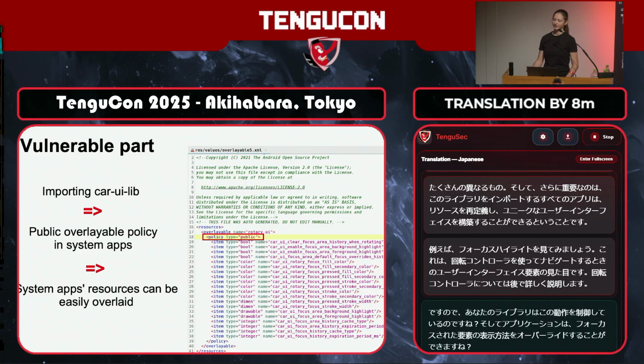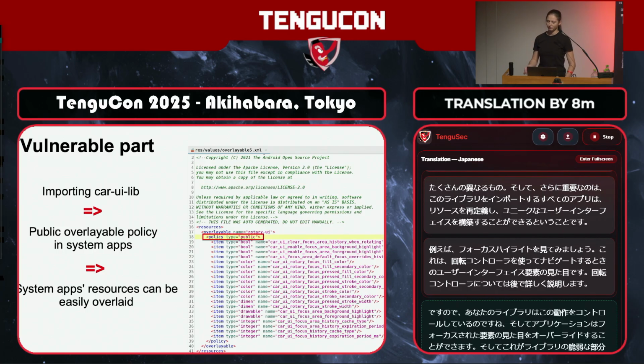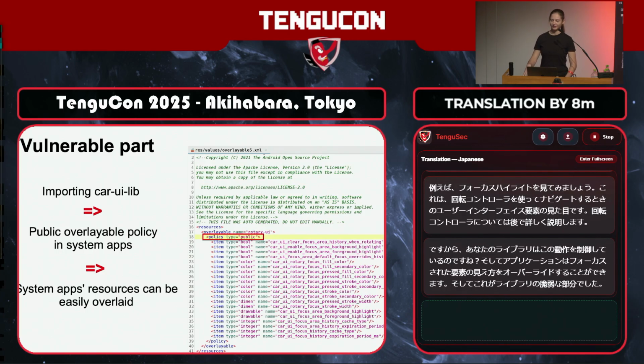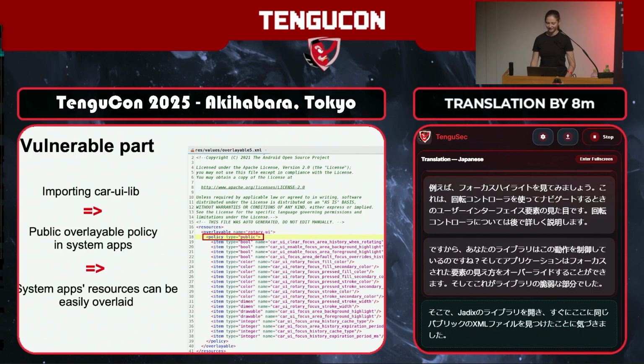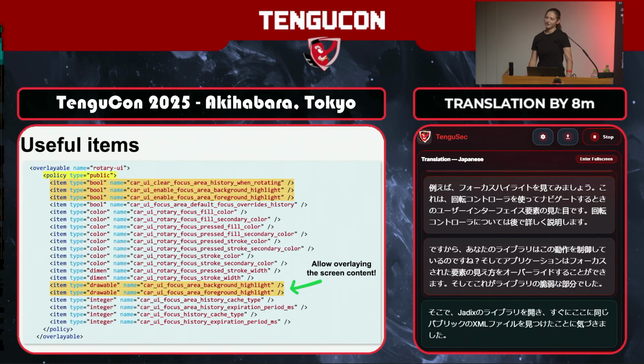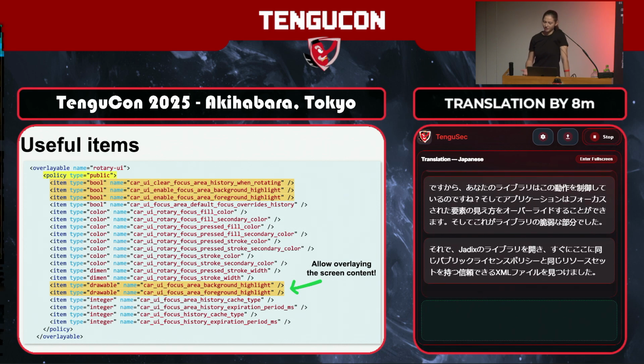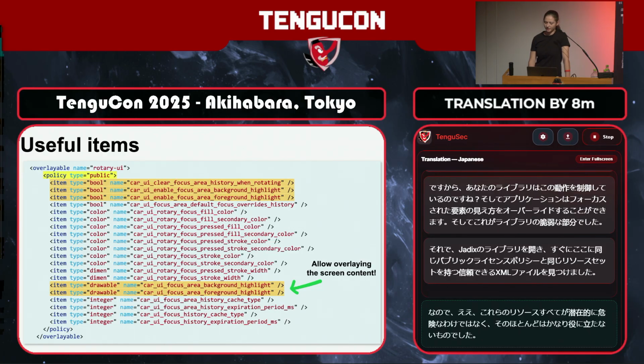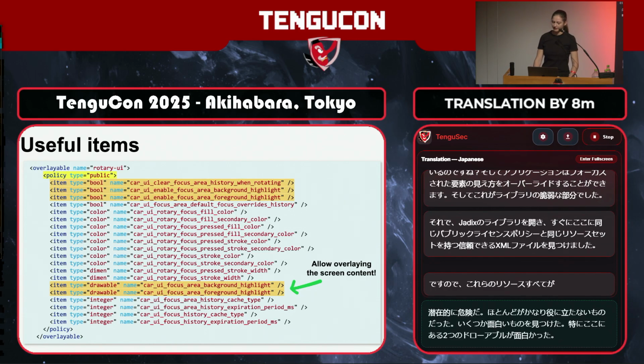So I opened the library in JADX, and I immediately found an overlayable XML file with the same public overlayable policy, with the same set of resources. Not all these resources were potentially dangerous; most of them were quite useless. But I found some of them interesting, especially two drawables here. I highlighted them on the slides. These two drawables allow overlaying the content screen.